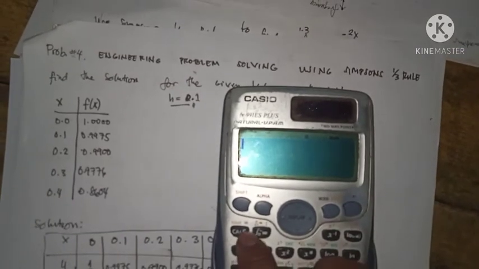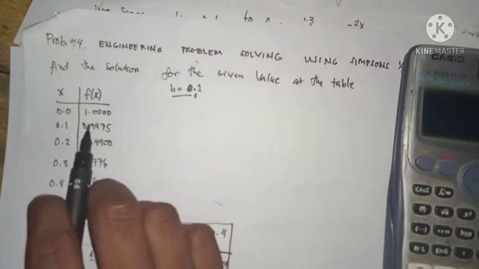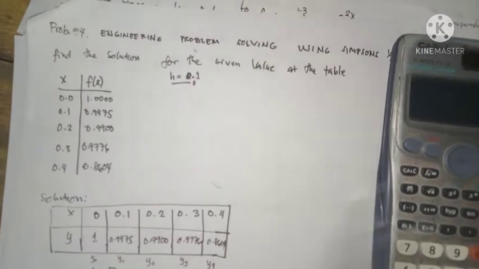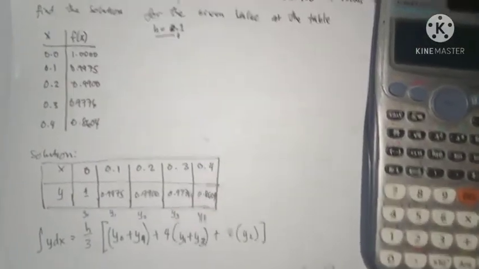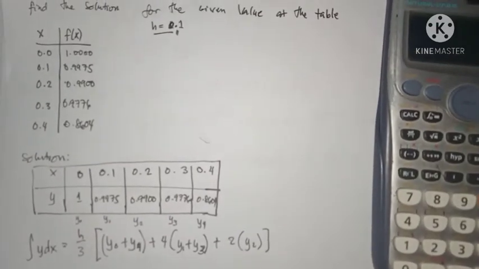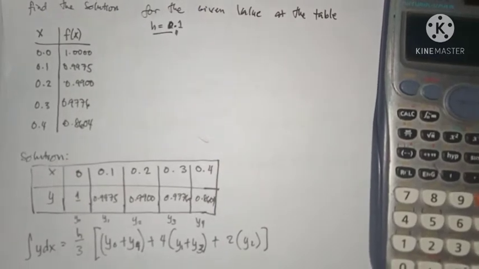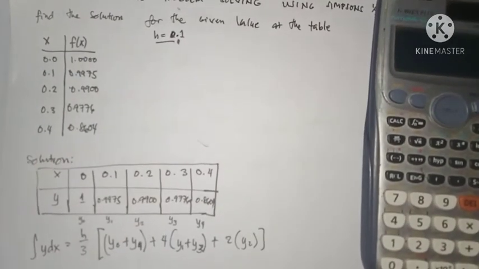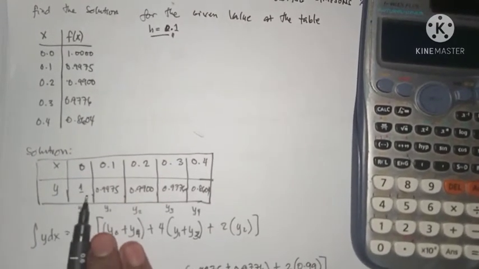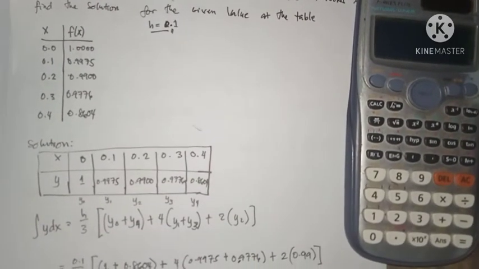Kukunin natin yung f(0) is 1, so 0.9975, okay, 0.99, yung 0.2, 0.3 is 0.9776 at yung 0.4 is 0.8604. So for the solution, so this is the table for x and y. So y sub 0 is 1 hanggang y sub 4.